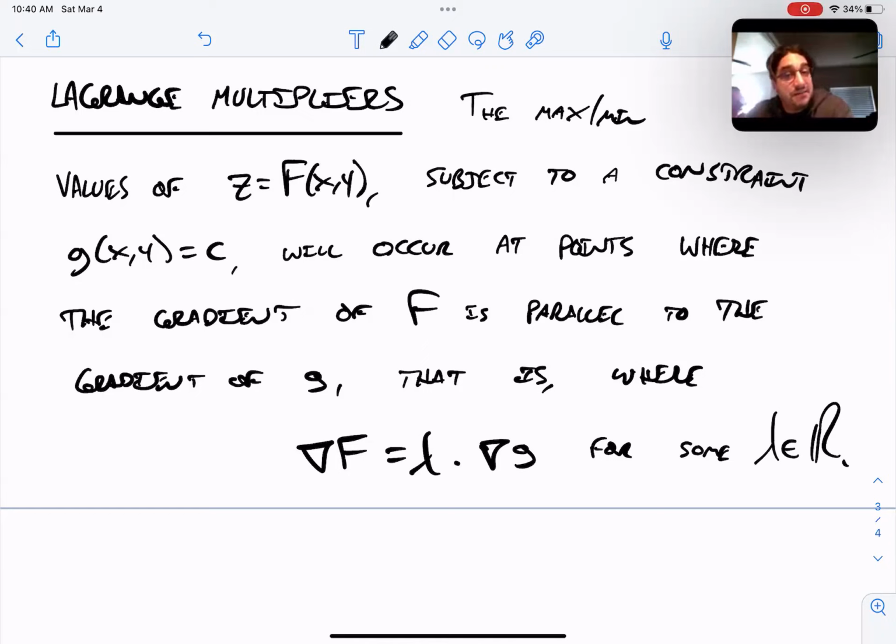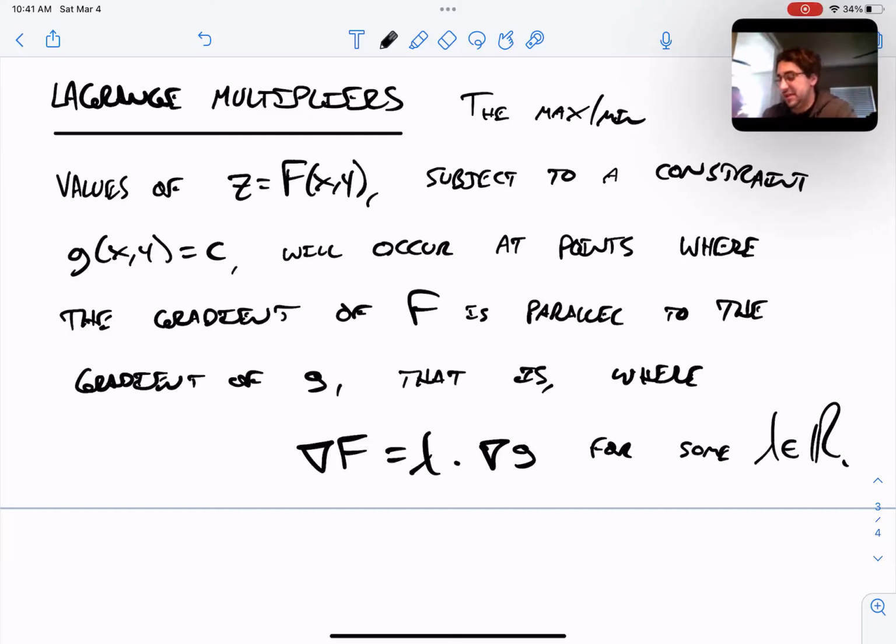The max and min will occur at points where the gradient of f is parallel to the gradient of g, right? And if we write that condition, if two vectors are parallel, it means that one can be expressed as a scalar multiple of the other. So you can call that scalar multiple lambda. So you could say that the gradient of f is lambda times the gradient of g. So this is Lagrange multipliers.